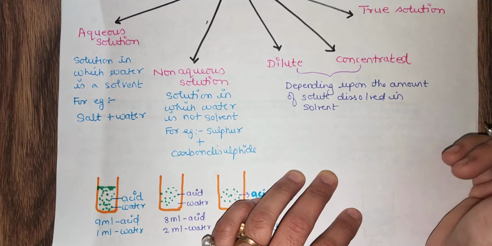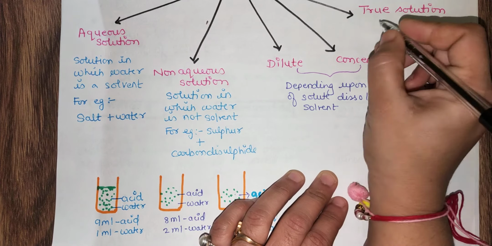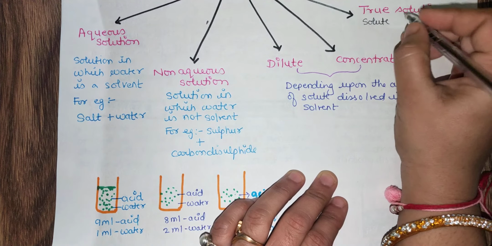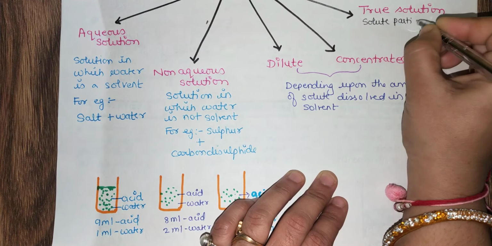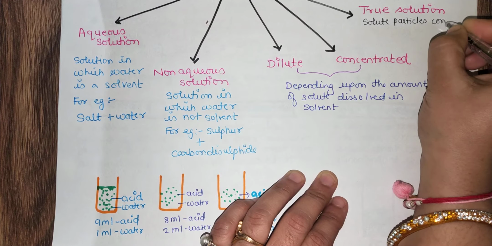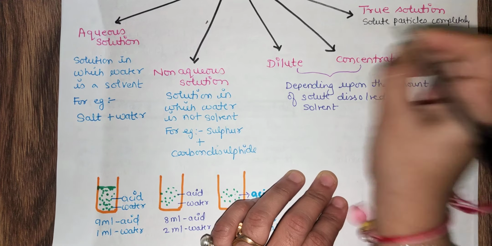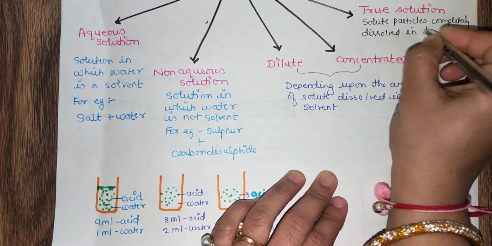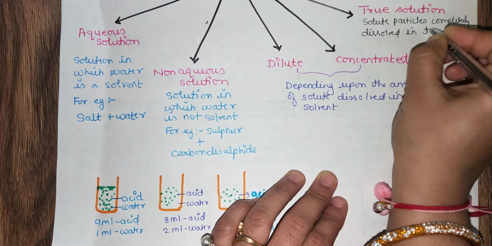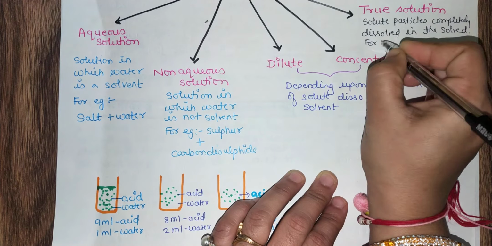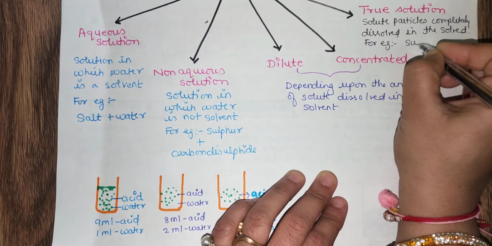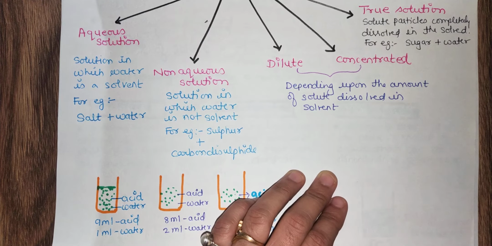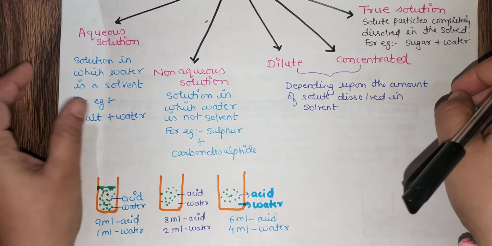Now let us see what is a true solution. In this solution, your solute particles are completely dissolved in the solvent. For example, you can see sugar and water. So this is all about the types of solutions.